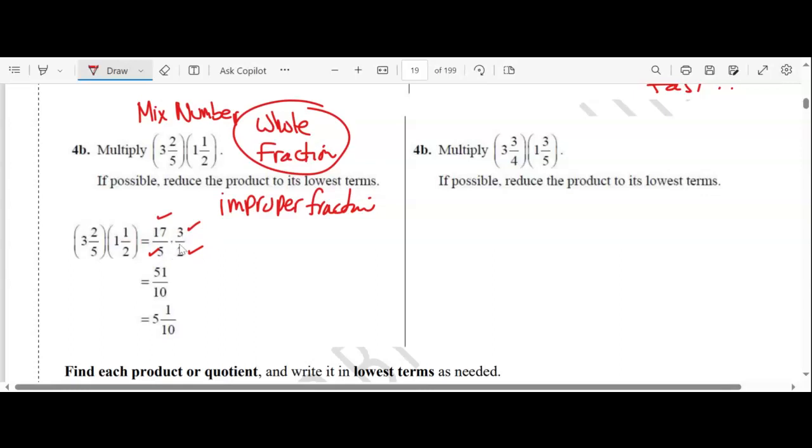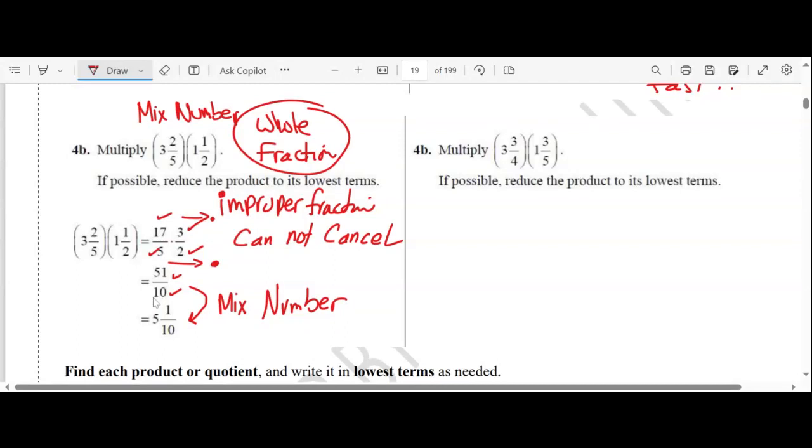And then, can I cancel anything? No. Cannot cancel, right? Then, what should I do? Just do what? Multiplication, right? 13 times 7? 51. 5 times 2? 10. And then you convert this to what? Make a mixed number. Is this clear?